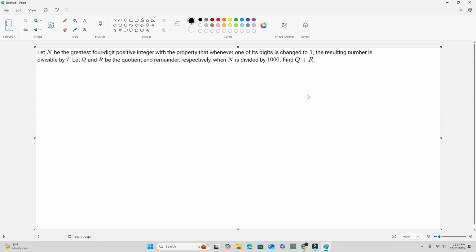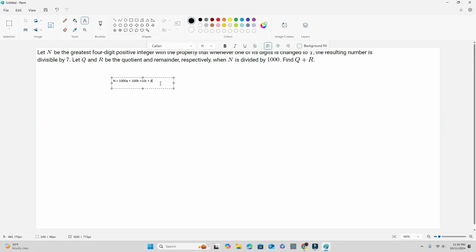Alright, so basically, the first thing we can do here is set up some cases for the 4-digit number. So let's first write out what n is going to be in terms of the constants a, b, c, and d. To make that simpler, let's write n equals 1000a plus 100b plus 10c plus 1d, with a, b, c, and d being the digits that make up n.